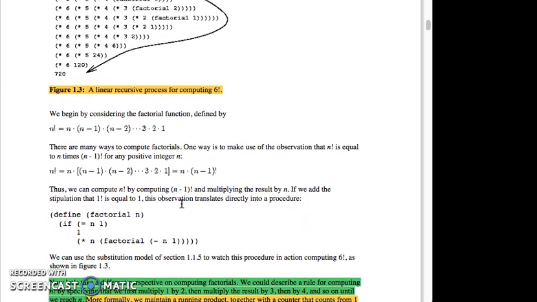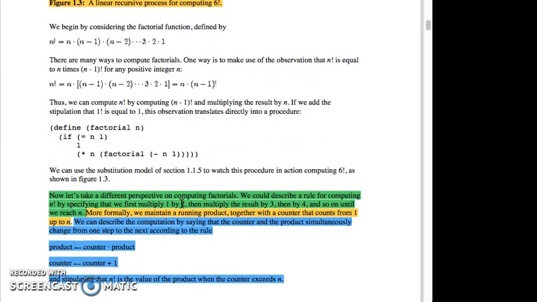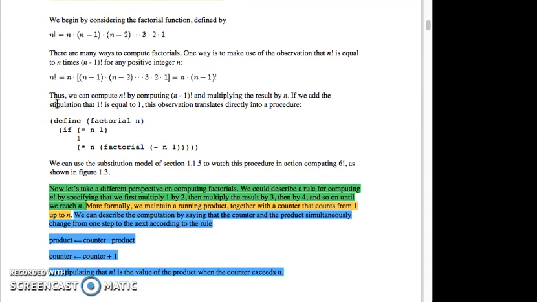We begin by considering the factorial function defined by n factorial is equal to n times n minus 1 times n minus 2 times n minus 3 times etc., times 2 times 1. There are many ways to compute factorials. One way is to make use of the observation that n factorial is equal to n times n minus 1 factorial for any positive integer n.